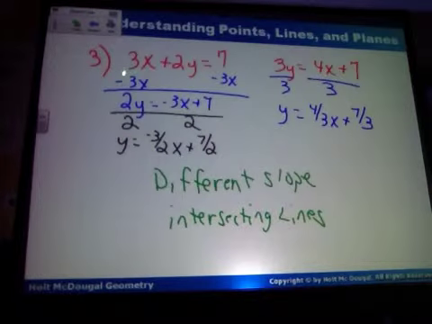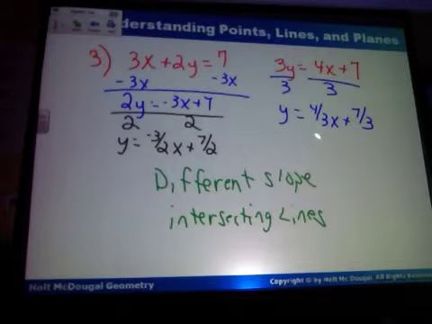Okay, on 3, we have this line. Get it into your y-intercept form. We need to subtract 3x from both sides, then divide both sides by 2. My slope is -3/2. My y-intercept is 7/2. On the second line, we need to divide both sides by 3. So my slope is going to be 4/3, and my y-intercept is going to be 7/3.